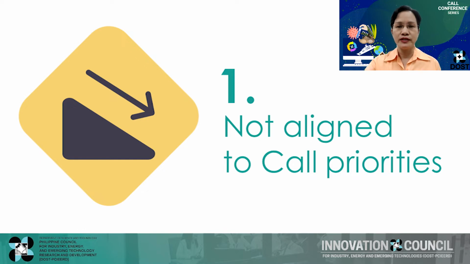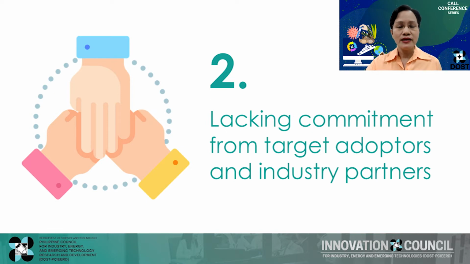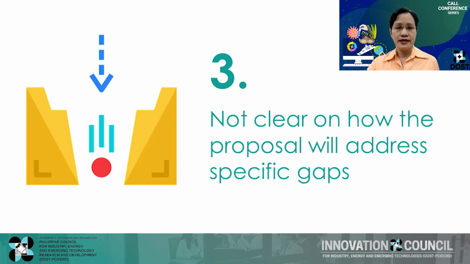2. Lacking commitment from target adopters and industry partners. Part of ensuring sustainability is the involvement of potential adopters or partners in the project. The proposal should present a letter of undertaking or commitment specifying roles and responsibilities and counterpart funding from potential partners, target users, or techno-takers.